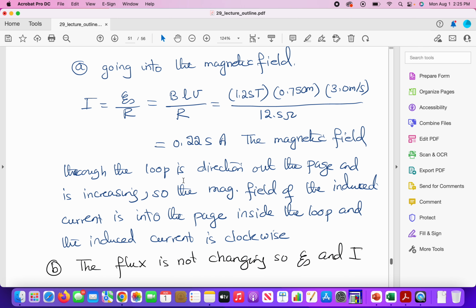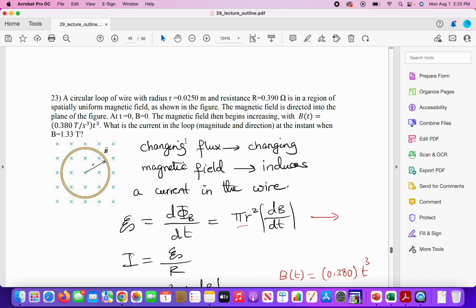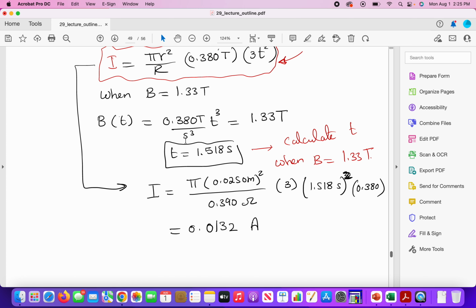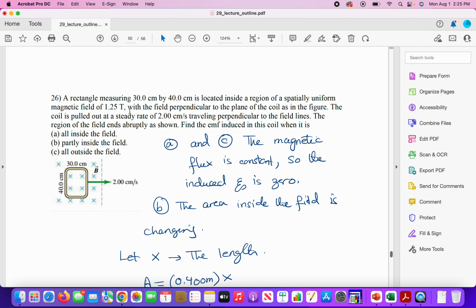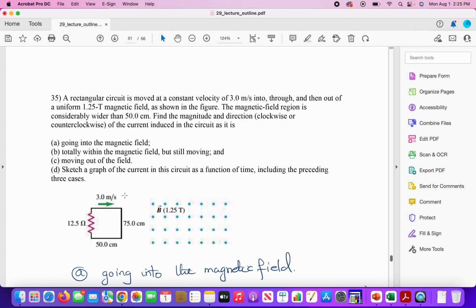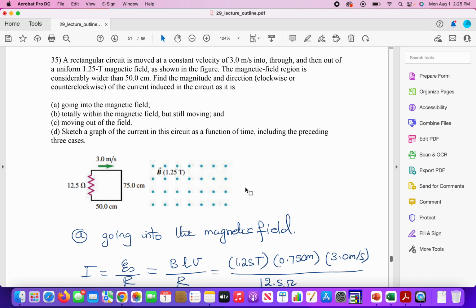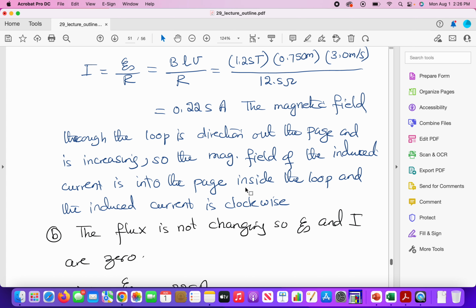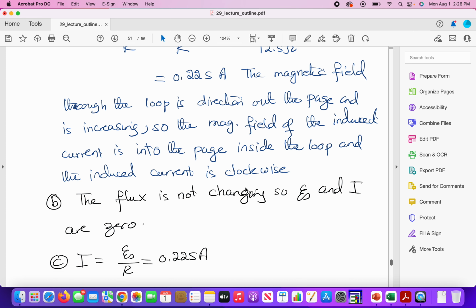The field of the induced current is into the page inside the loop, and the induced current is clockwise. Now, for part B, the flux is not changing when the loop is totally within the magnetic field but still moving. We will not have any change in the magnetic flux, and therefore the EMF and I are going to be 0.